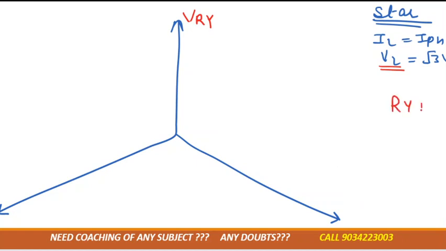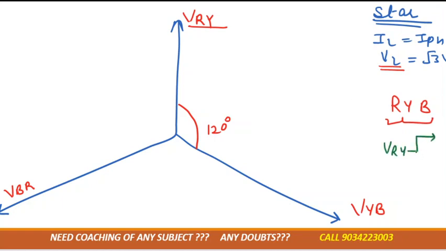As you know, it goes in the sequence of R, then Y, then B. So the first voltage we have taken is VRY, then the next voltage would be VYB, then the next would be VBR. Correct? So these are all line voltages, and these line voltages are displaced by 120 degrees. So each line voltage consists of two phase voltages. Correct. So VRY is a line voltage.